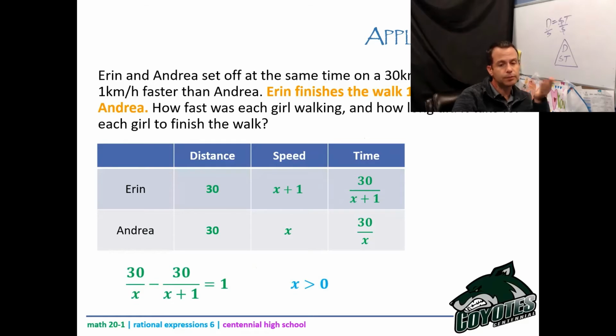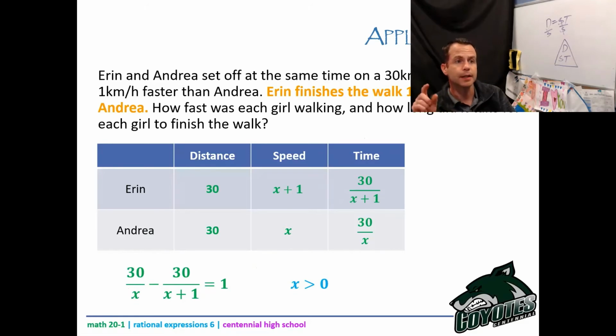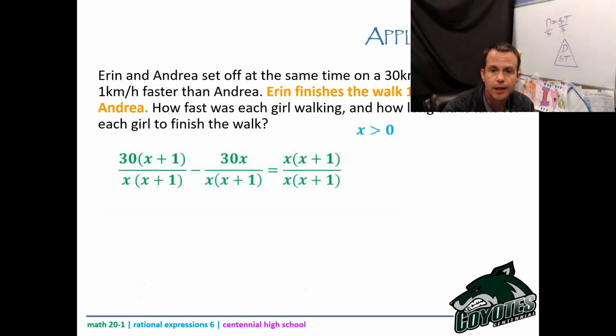Now I need a common denominator. So I'm going to need this guy to be multiplied by x plus 1 over x plus 1. This guy will be multiplied by x over x. And then the 1 has to get multiplied by x times x plus 1 over x times x plus 1. And that's what I've shown you here. So the 30 over x got multiplied by x plus 1 over x plus 1. The 30 over x plus 1 got multiplied by x over x. And then the 1 got multiplied by x times x plus 1 over x times x plus 1.